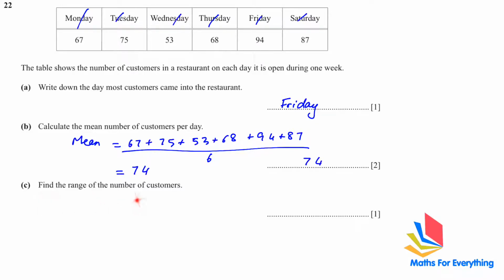Next, find the range of the number of customers. What is the range? Range is the highest value minus the lowest value. So our highest value is 94 minus the lowest value, which is 53. That will be 41. So that is our range.